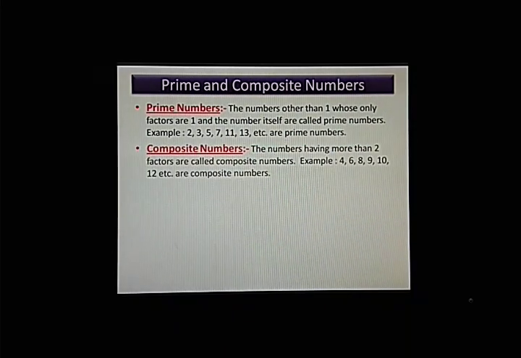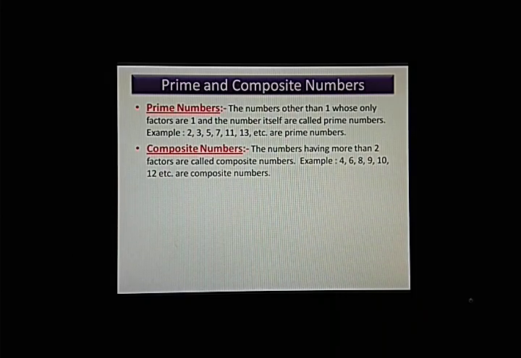Now next, what are composite numbers? The numbers having more than two factors are called composite numbers. So to be a composite number, it has to have more than two factors. It will have 1 as a factor, it will also have the number itself as a factor, as well as some other factors. So that's why it is more than 2.